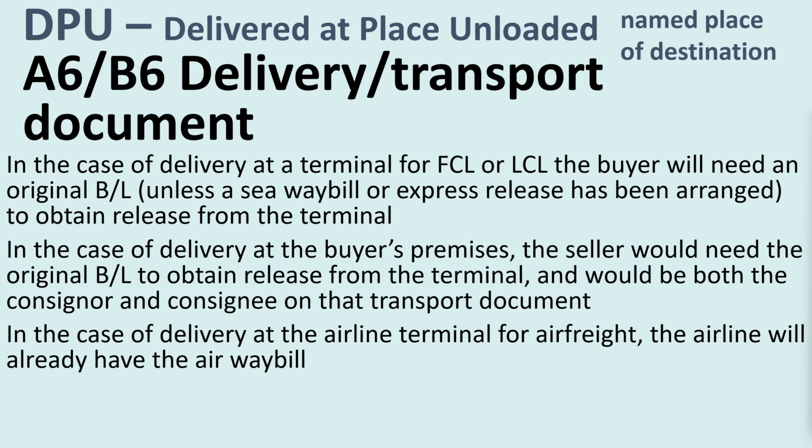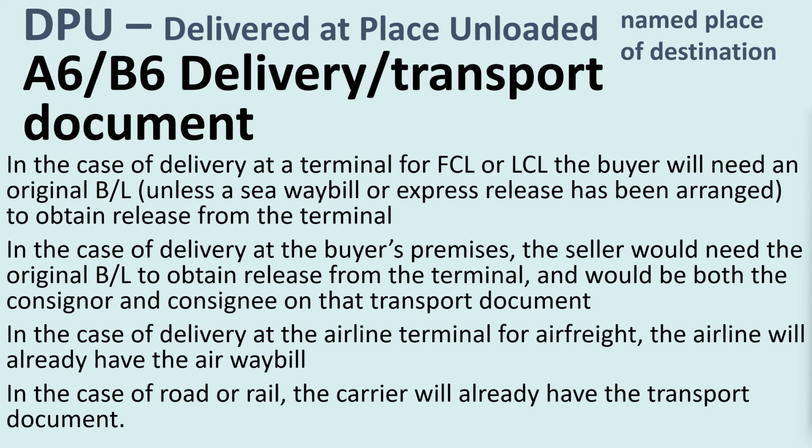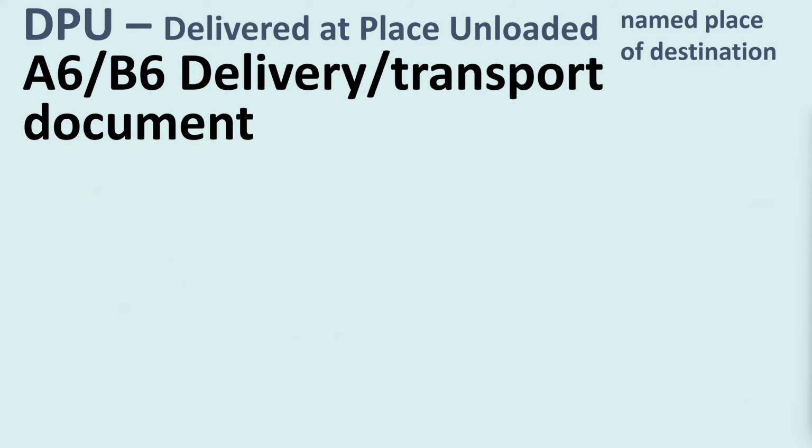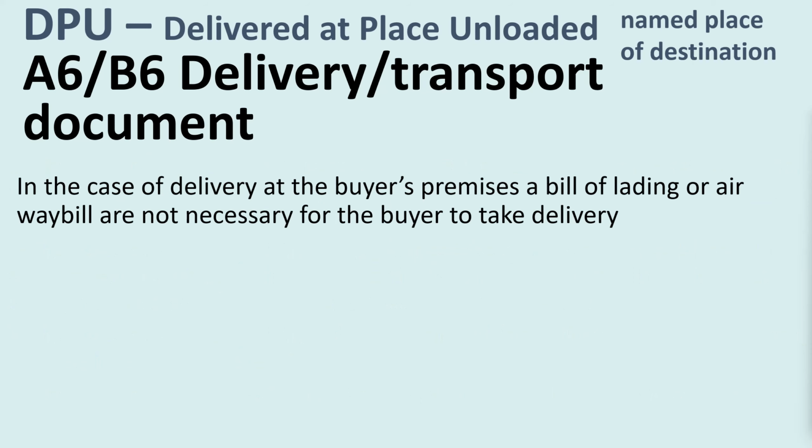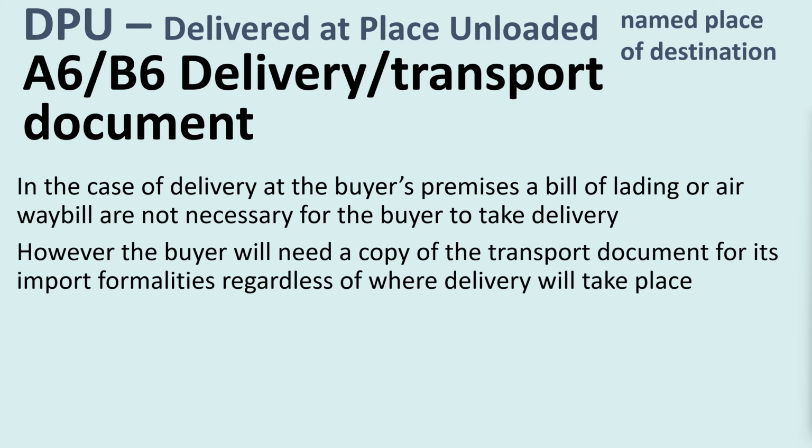In the case of delivery at the airline terminal for air freight, the airline will already have the airway bill. In the case of road or rail, the carrier will already have the transport document. In the case of delivery at the buyer's premises, a bill of lading or airway bill are not necessary for the buyer to take delivery, because it is the seller that is delivering to those premises.